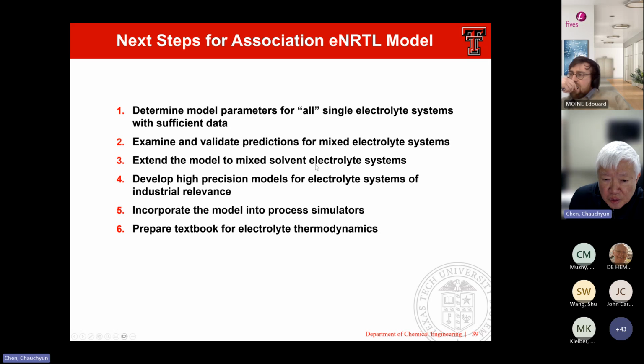And then, of course, extend the model to mixed solvent. We have done some initial work, but with such a large scope of work, we have not really been focusing on mixed solvent electrolyte systems yet. Equally important, we would develop high precision models for electrolyte systems of industrial relevance. I mentioned caustic solution, that's one example, and there are many more to be done.